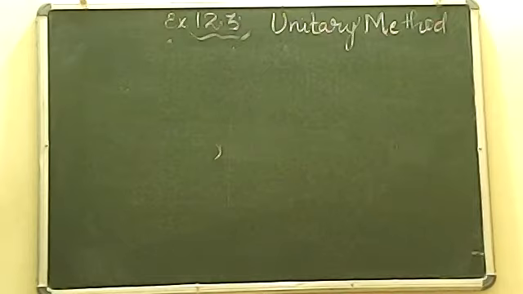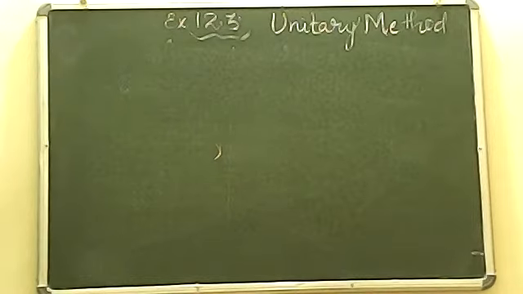Today we are discussing NCERT exercise 12.3, which is based on unitary method. In our previous class as well, we have discussed what the unitary method is. I have already told you unitary method where we find out the cost or the value of one article, and with the help of that we find out the value of more articles or the less articles.